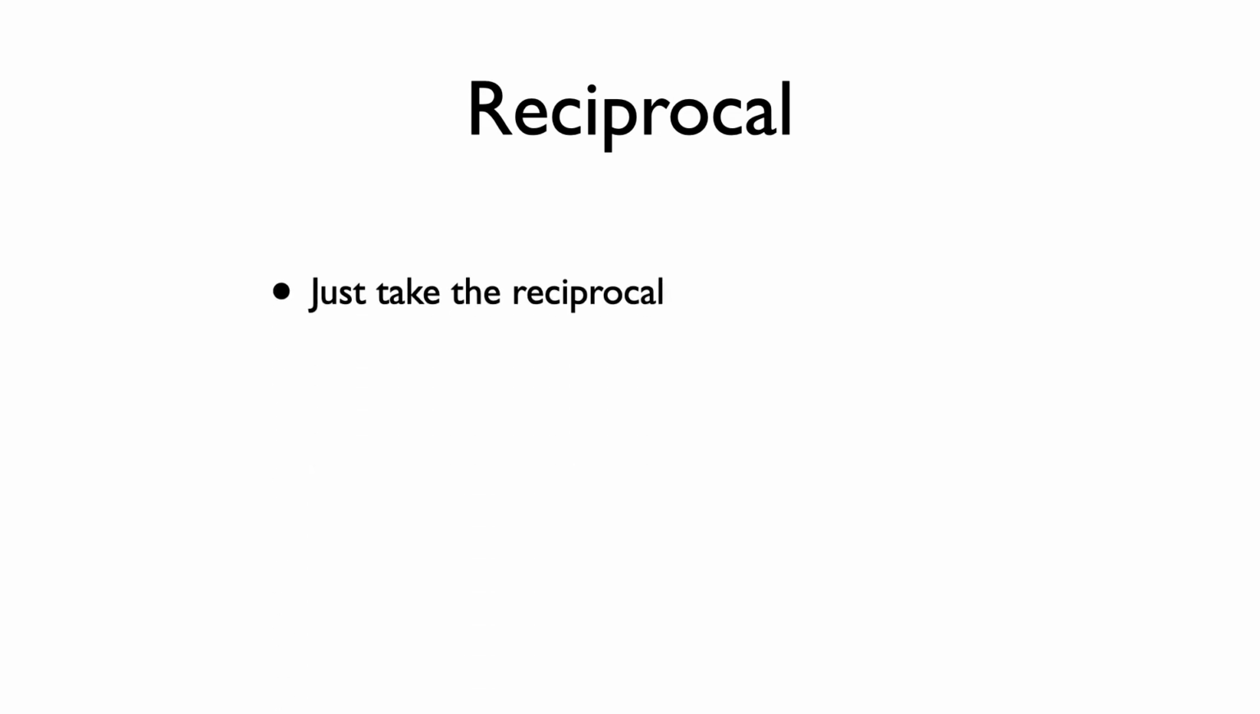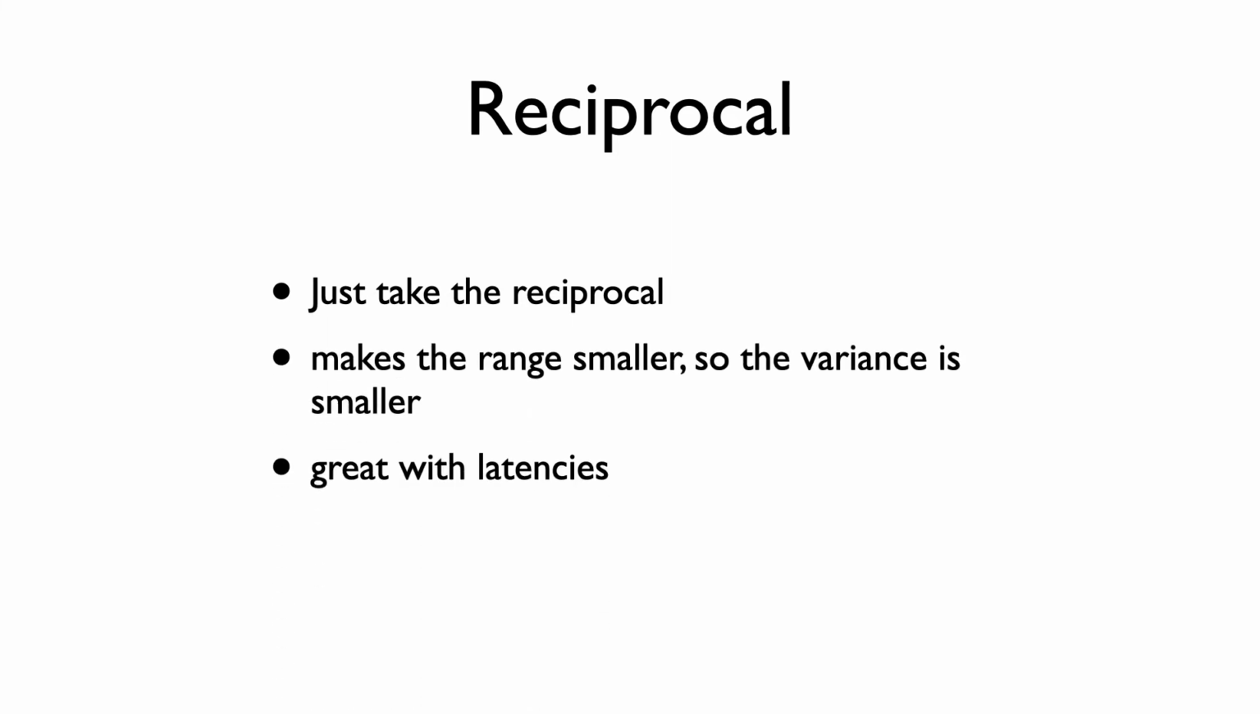Reciprocal transformation is another great one. This is just flipping the number over. So if it's 2/3, now it's 3/2. Right? Just reciprocal. This makes the range much smaller, so the variance gets smaller. Because it's going to suck big numbers way down compared to small numbers. It's going to make small numbers get a little bigger. Right?